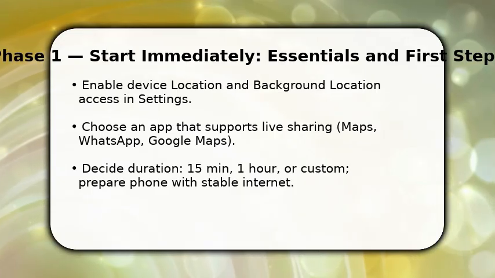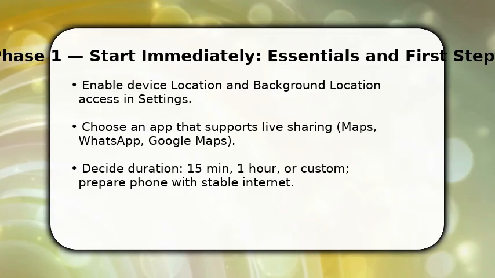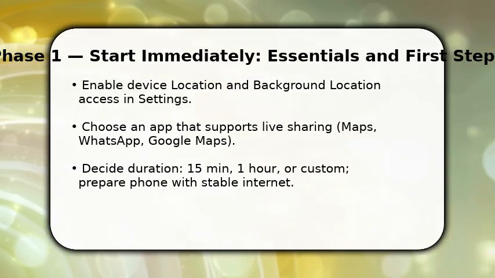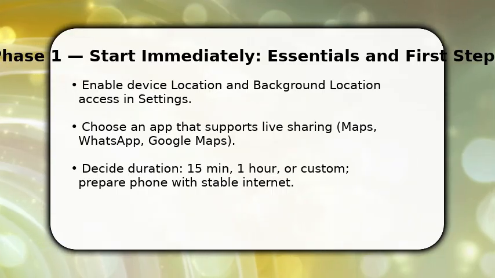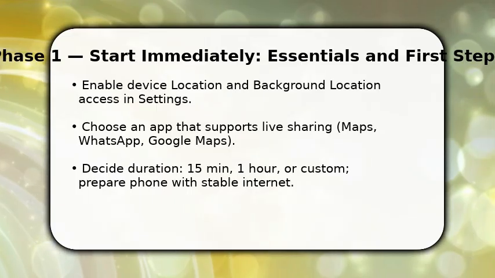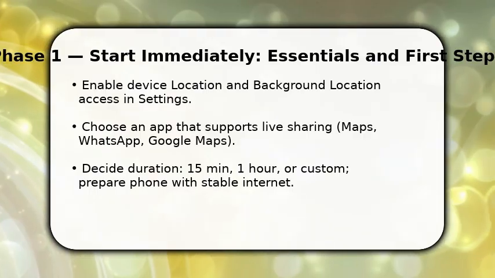You start by turning on precise location, and if needed, background location so sharing stays live. Open the app you'll use, Google Maps or a messaging app with live location features, and select Share Live Location. Choose a duration, 15 minutes, 1 hour, or custom. This matters because the QR will reflect that expiry.